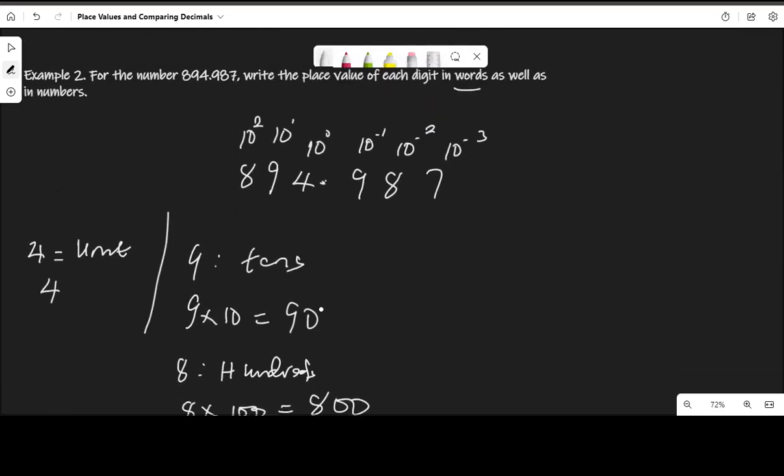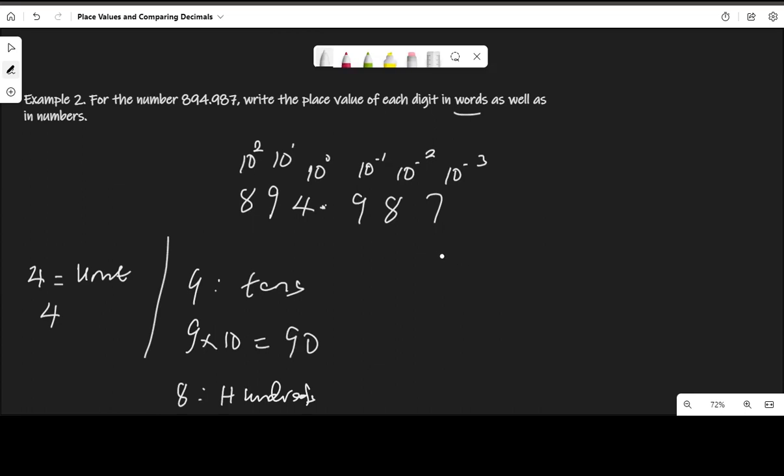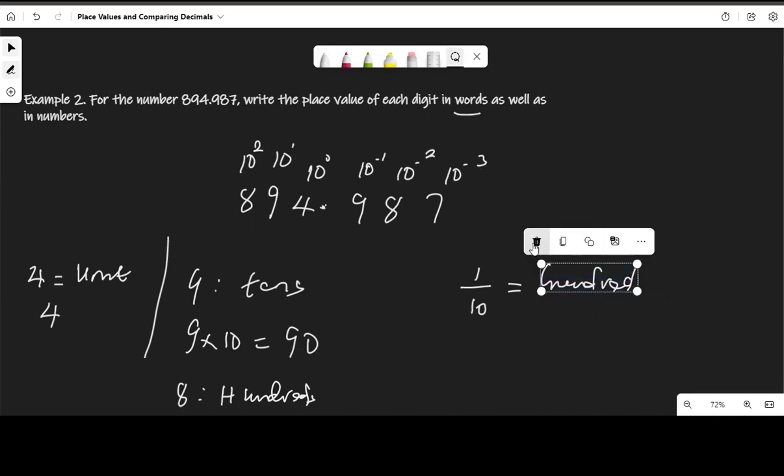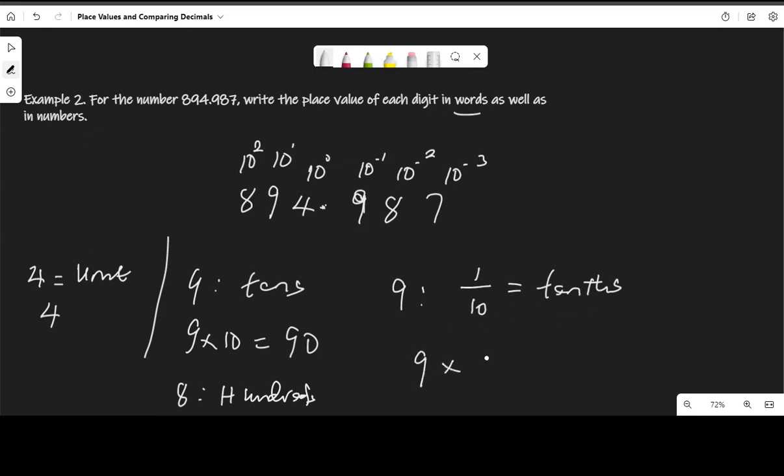For the decimal part, the place value of 9 here, 10 to the power of negative 1, is 1 over 10. So 10 to the power of negative 1 is 1 over 10. And 1 over 10 is tenths. So if that spelling is correct, that is the place value of 9 in words. In number, it is 9 times 1 over 10, which is 9 over 10.